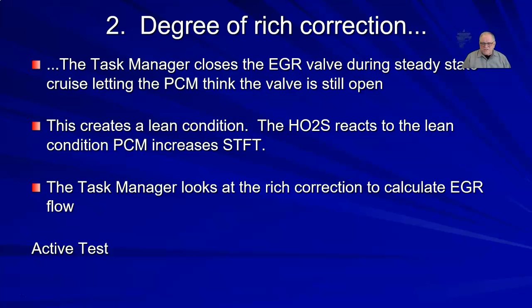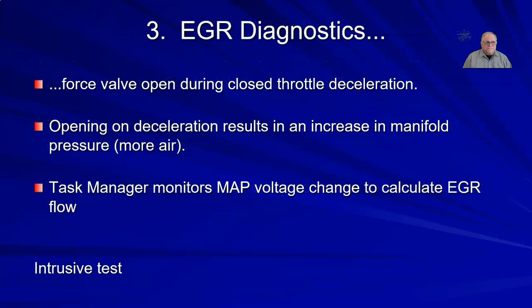That's going to cause a lean condition. O2 sensor voltage is going to decrease. Short-term fuel trim is going to start climbing. The task manager is going to look at that rich correction and calculate EGR flow based on that. So on our first test, we were calculating EGR flow. On the second test, again, we're calculating EGR flow, not actually measuring.